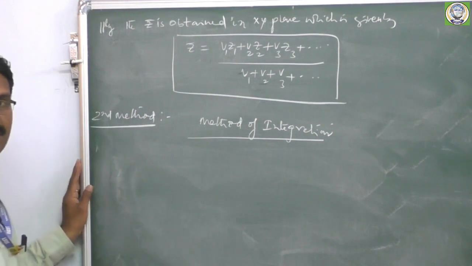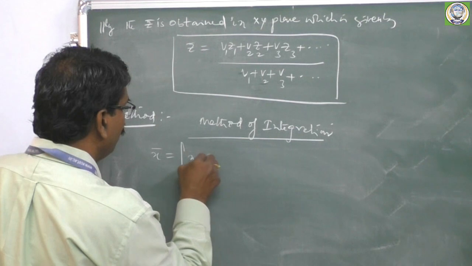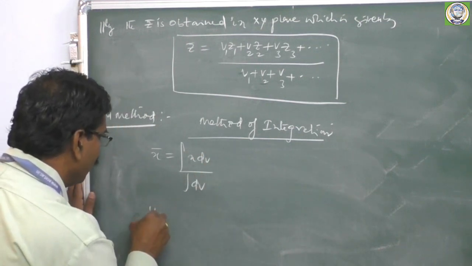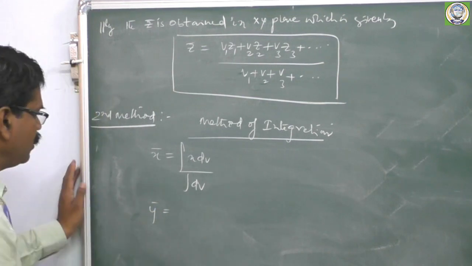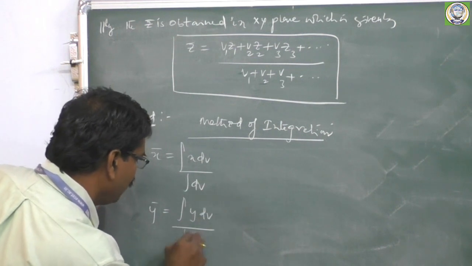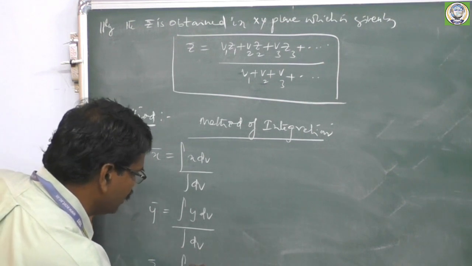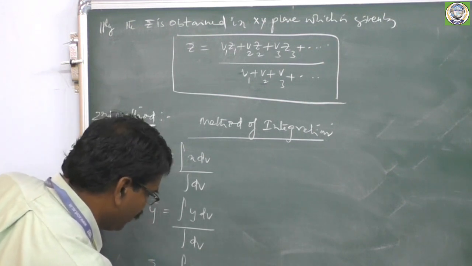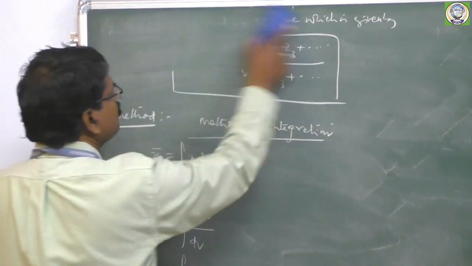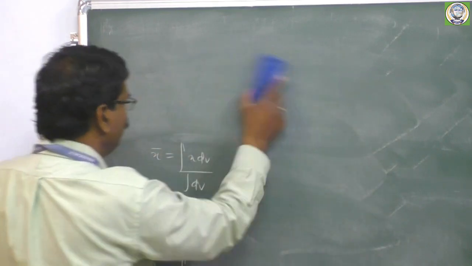In this method of integration, we are going to find x bar like this. X bar is equal to integral x dv by integral dv. There are certain formulas to find x bar, y bar and z bar. They are like this. Y bar is equal to integral y dv by integral dv. And similarly, z bar is equal to integral z dv divided by integral dv. And one more formulation we have to express the center of gravity through this method of integration.